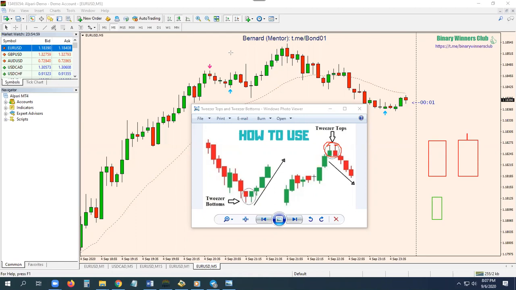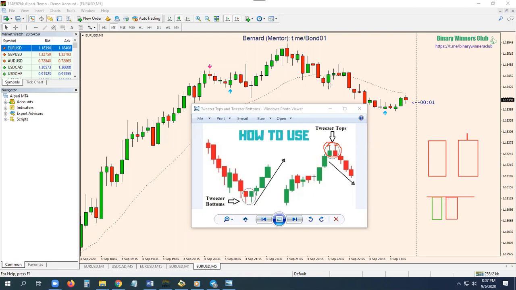And the candle colors do not have to be different. They could be green, green, they could be red, red. But for now, let's just have it something like that. This can also be a tweezer top if you consider that the highest these candles moved is the same. So this could also be a tweezer top.